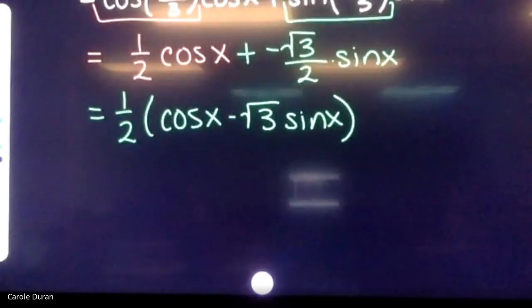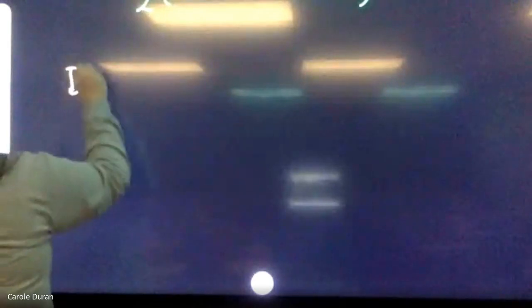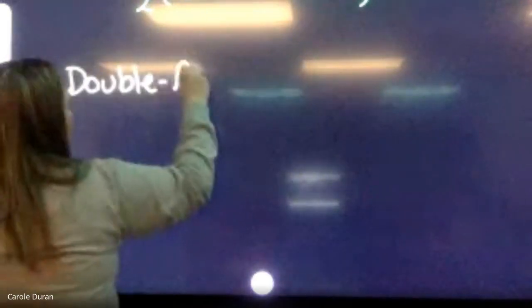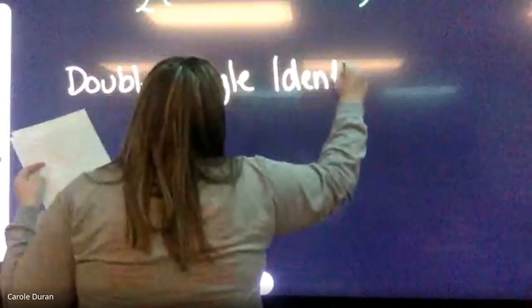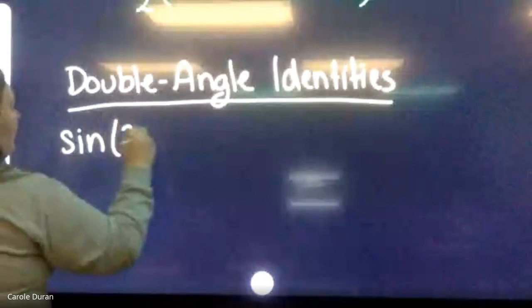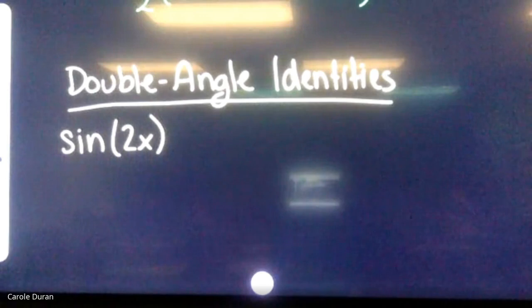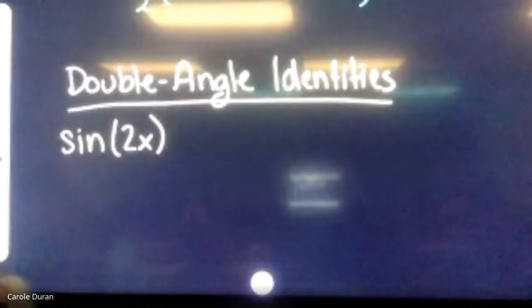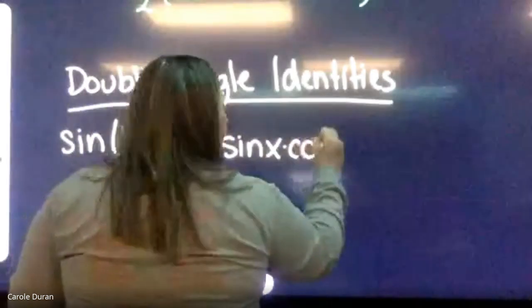So let's go ahead and look at our second set of special angle identities, and those are called our double angle identities. So this means I'm taking some angle x and I'm multiplying it by 2. So the first identity we have is sine of 2 times the angle x. And this is equal to 2 times sine of angle x times cosine of angle x.